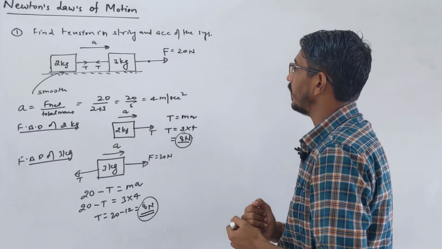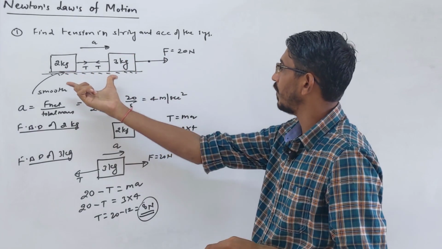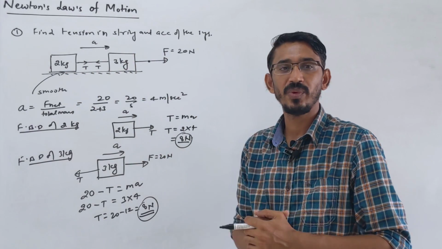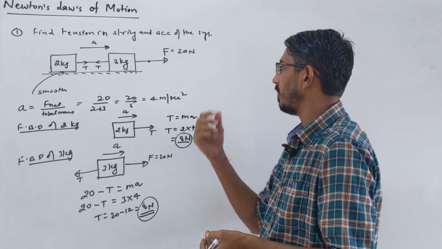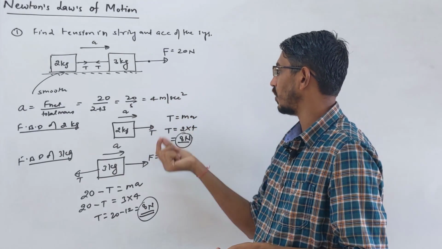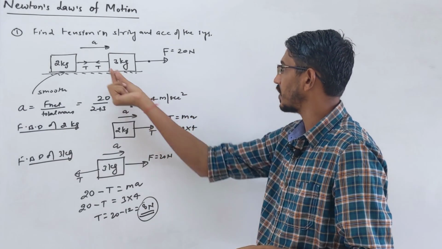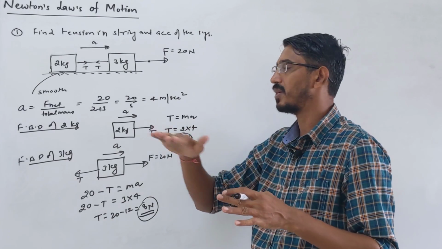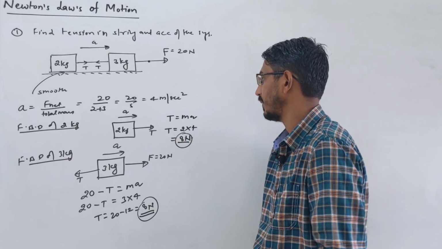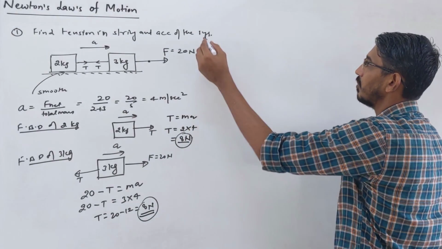Now suppose it is given that this system is moving without acceleration. If they move at a constant speed, then your ma term will be 0, the acceleration will be 0. So the tension in this string becomes 0 if you move at constant velocity. Okay, let's see one more example.